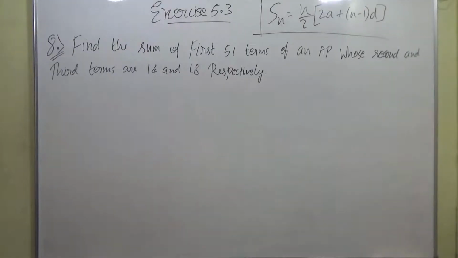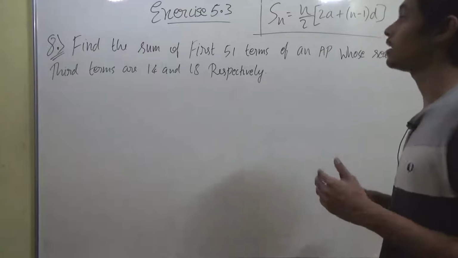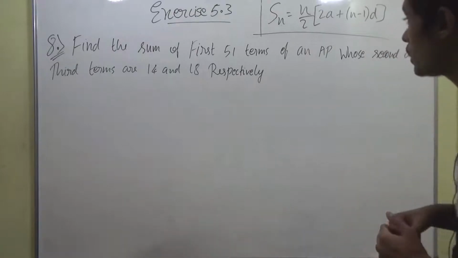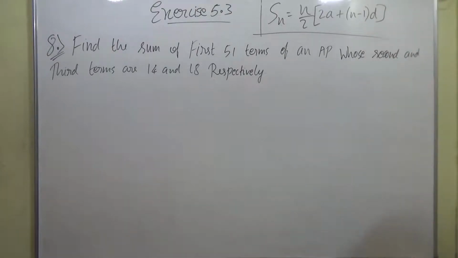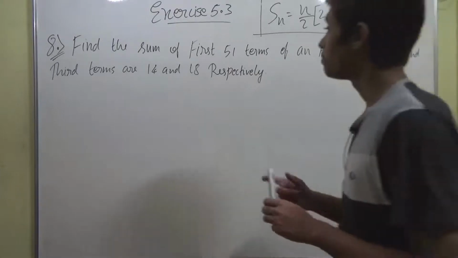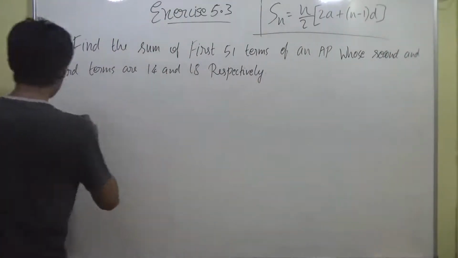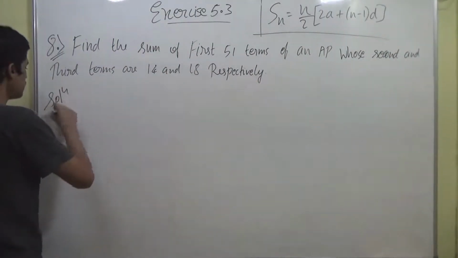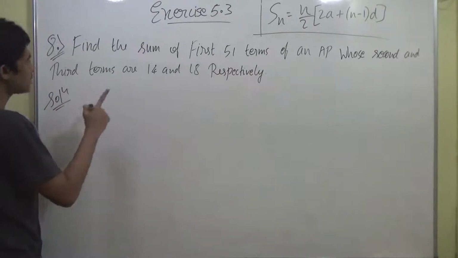Okay, guys. So now let's go to question number 8, where they are telling us to find the sum of first 51 terms of an AP whose second and third terms are 14 and 18 respectively. Okay, guys. So first, let's proceed by writing whatever they have given verbally into mathematical form. So they have said that second and third.